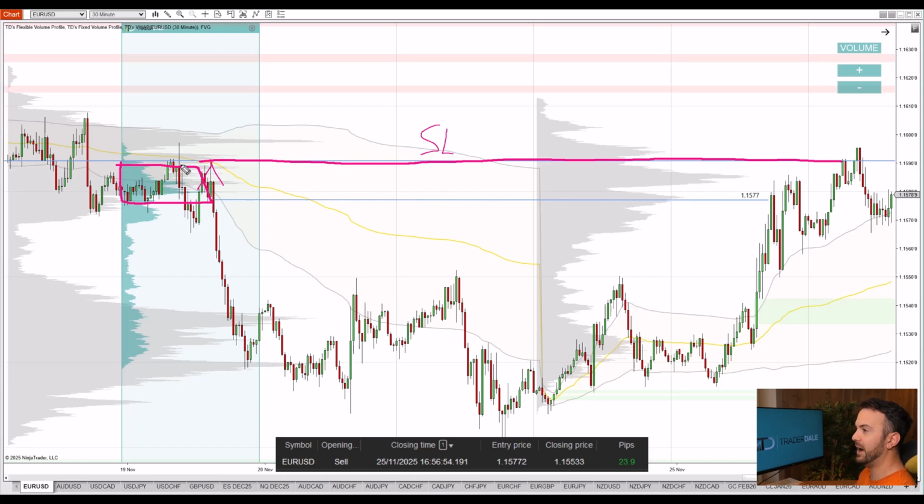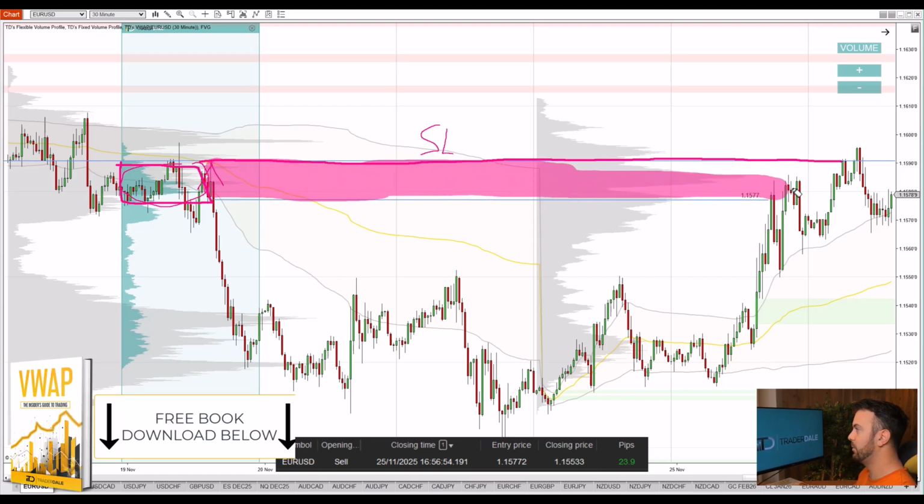And the reason it is behind the heavy volume zone is that the heavy volume zone should represent a barrier, right? The price shouldn't go past this barrier. So this whole area is a barrier, the price shouldn't go past it, and the stop needs to be above that barrier right here.